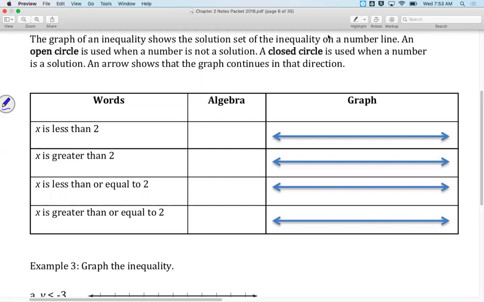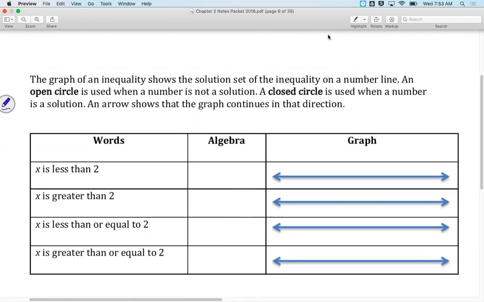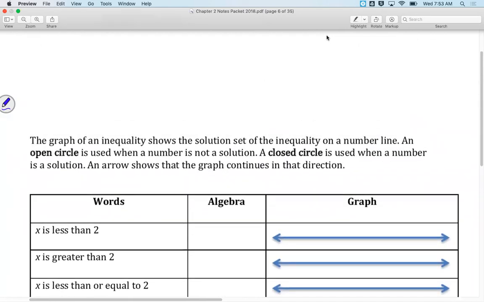Now we have two things. We have open and closed circles. An open circle means that that point's not included. A closed circle means that it is included. Got that? Make sense to you? All right, cool. Now, right above this, you guys have a little bit of room, correct? That's where I'm going to put some of these notes.